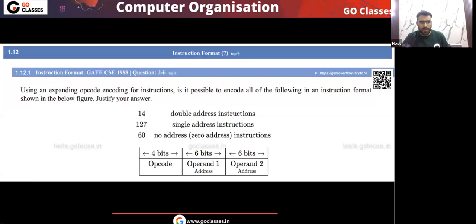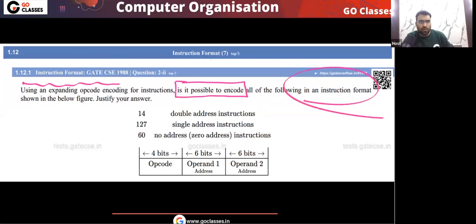So remember, what this question is asking: using expanding opcode encoding for instructions, you have to use the expanding opcode technique. Now the question is asking, is it possible? The question is asking, is it possible to encode? Okay, is it possible to encode all these instructions, all of the following in an instruction format?